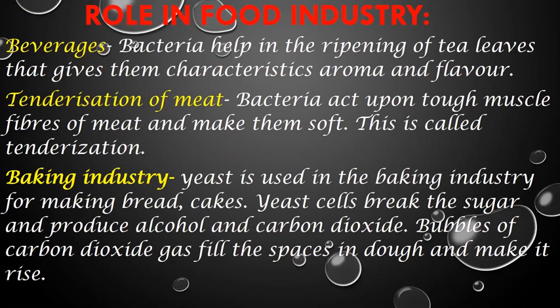The other food products are beverages. Bacteria help in the ripening of tea leaves that gives them characteristic aroma and flavor. Similarly, it is used in tenderization of meat. Bacteria act upon tough muscle fibers of meat and make them soft. This process is called tenderization.